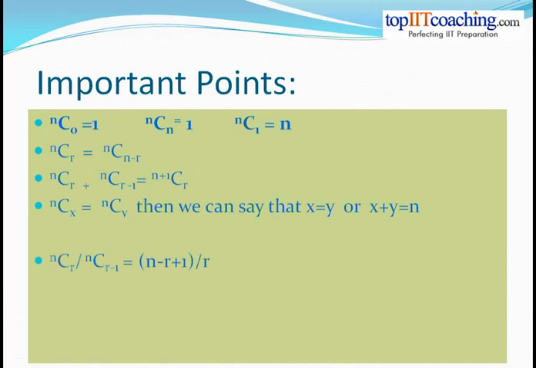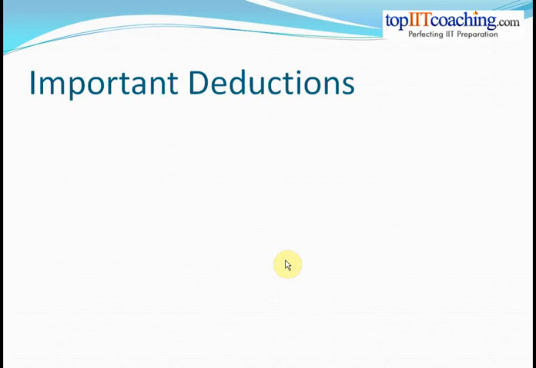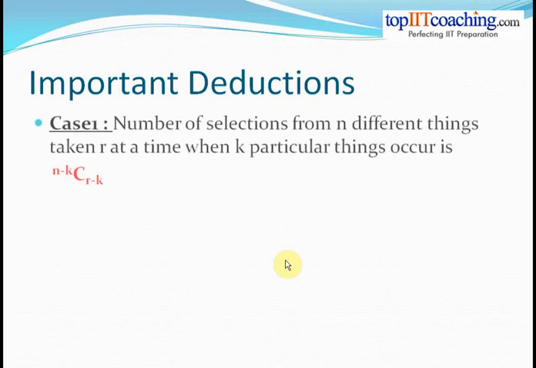Now one more important property is nCr upon nCr-1 is equal to (n-r+1) whole divided by r. Now let's try to look at some of the important deductions on combinations. Now case number 1. The number of selections from n different things taken r at a time when k particular things occur is n-kCr-k. Now let's try to see why does this happen.